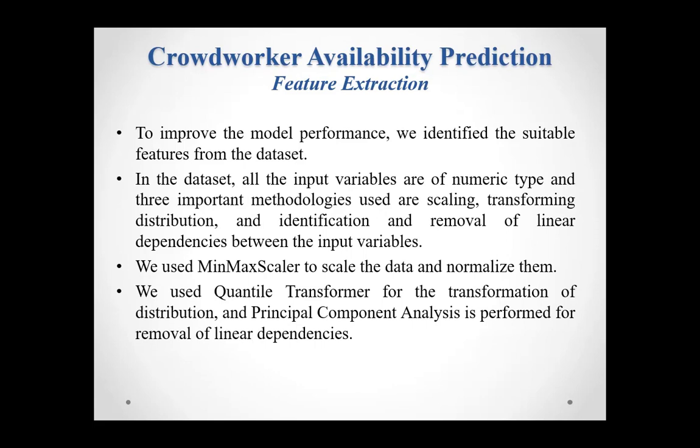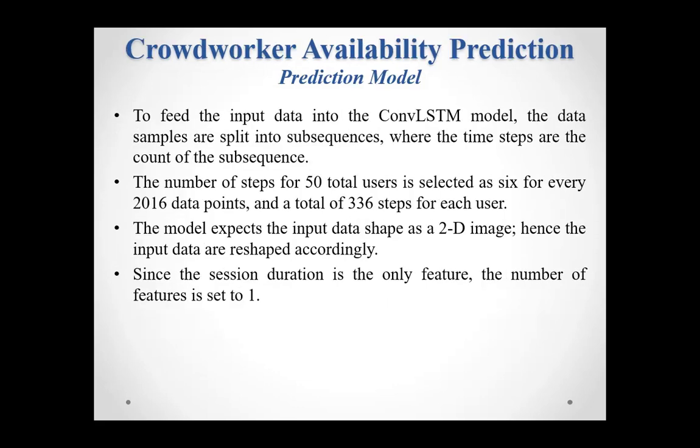So for the feature extraction, to improve the model performance, we identify the suitable features from the dataset. In the dataset, all the input variables are of numerical type, and three important methodologies used are scaling, transformation of distribution, and identification and removal of linear dependencies between the input variables. We used min-max scaler to scale and normalize the data, then a quantile transformer for the transformation of distribution, and principal component analysis is performed for removal of linear dependencies.